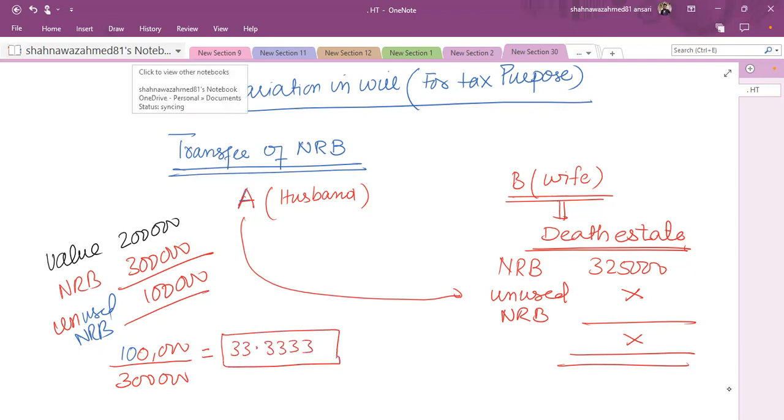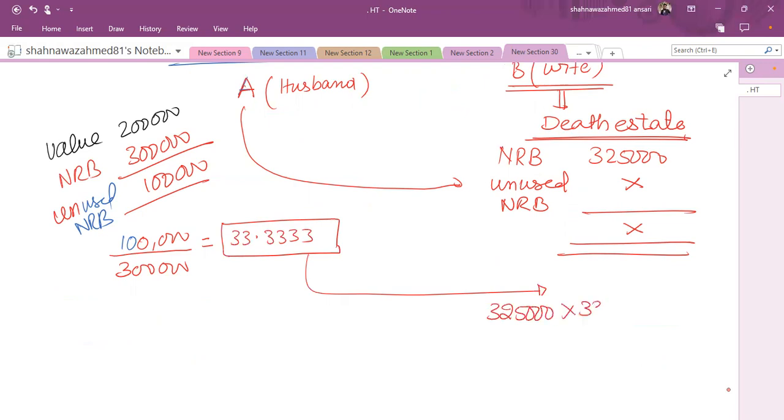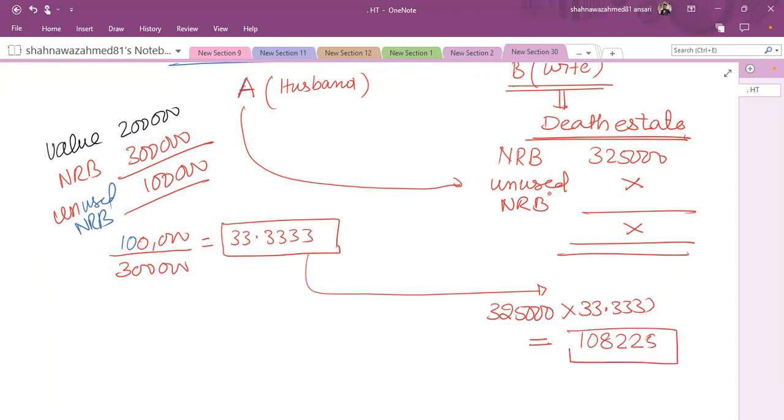Now we'll apply this unused percentage on the next spouse's death. Suppose the value was 325,000, then we'll apply this 33.33% and we'll get 108,225. Now the wife gets more NRB. The more NRB, the less tax. So the concept is that the husband can transfer at the time of death his remaining unused NRB to the wife, and the wife's remaining unused can be transferred to the husband.